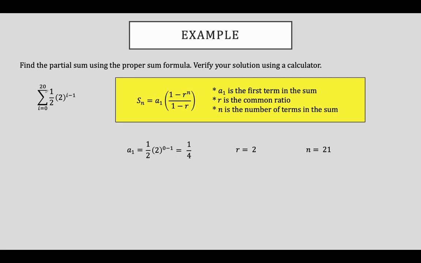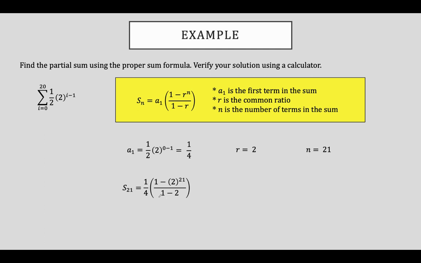And again, if you are having some trouble figuring out what n is, the number of terms, you can always take the upper limit of the sum, which would be 20 in this case, subtract the lower limit of the sum, which is 0, and add 1. 20 minus 0 gives me 20. I add 1, that gives me 21 terms in the summation. So now we can write out our formula. S subscript 21, the sum of these 21 terms, is equal to 1/4 times the quantity 1 minus 2 to the 21st power divided by 1 minus 2.